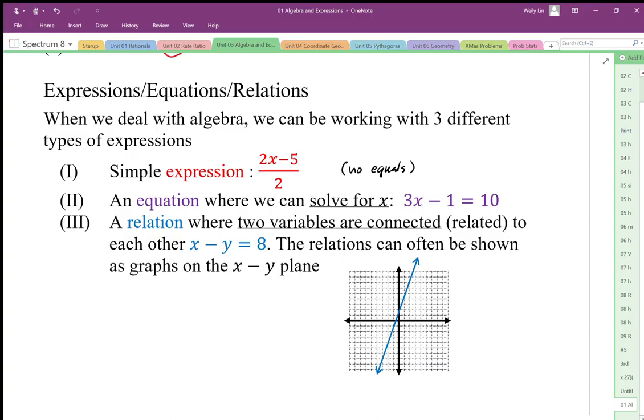An equation is when we can actually solve for x. Okay, we can find the number for x. So this is an unknown. Okay, this x is an unknown, and we can actually solve for that unknown. Okay, so in this case, I'm just going to put brackets here. X is an unknown.